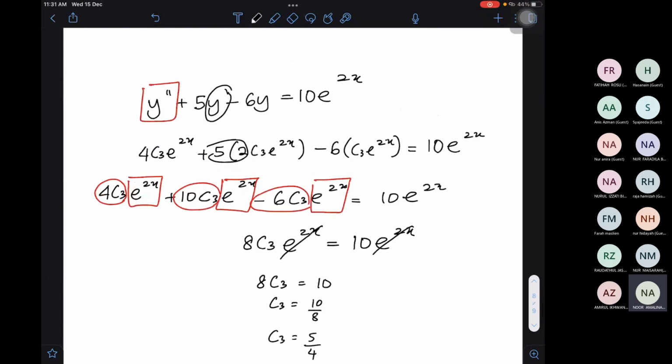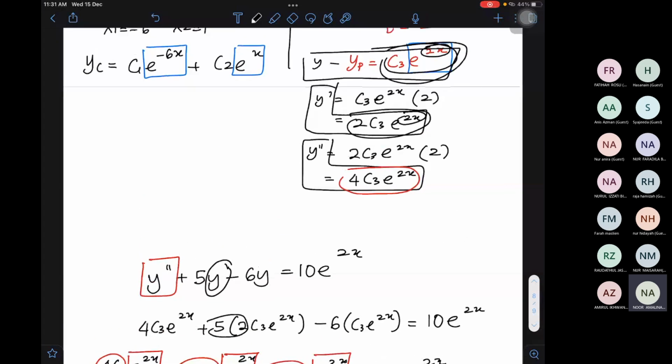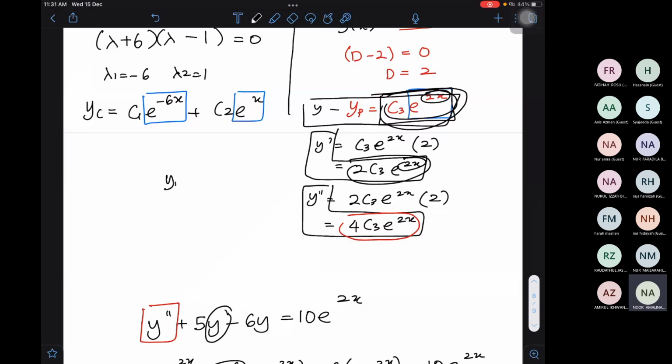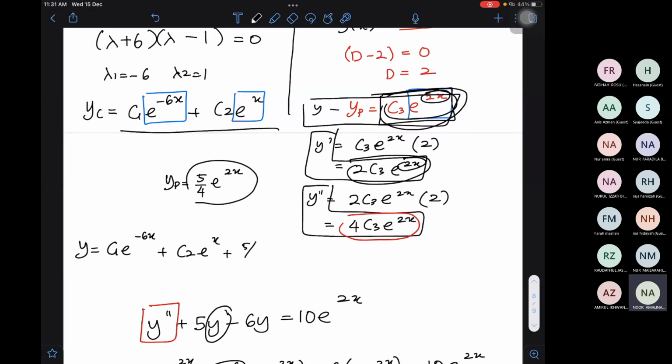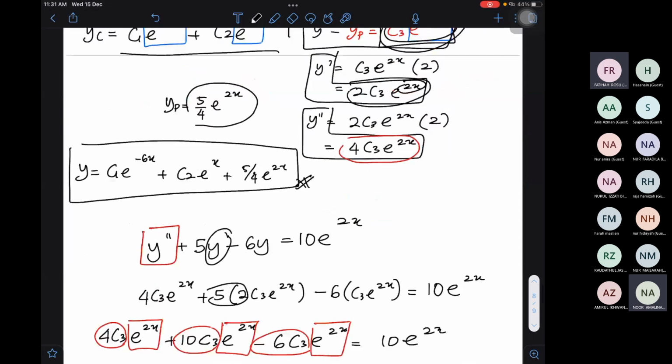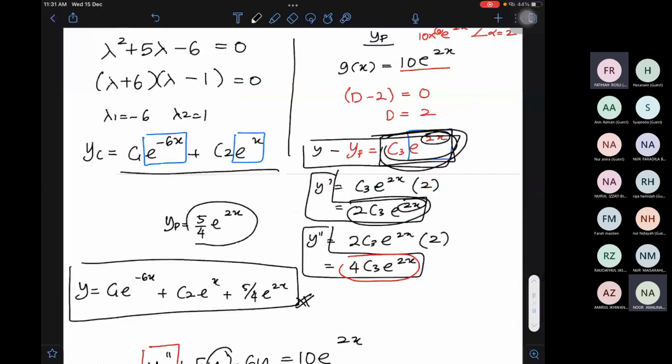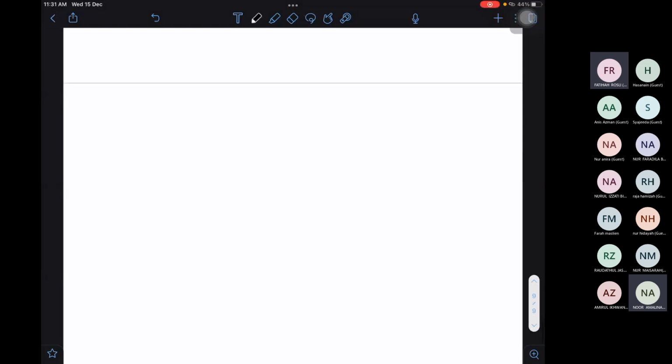So C3 ni duduk kat mana? Duduk kat YP kita. YP kita adalah C3 exponent 2x. So kita dapatlah YP kita sama dengan 5/4 exponent 2x. So now what is your solution? Your solution is the combination of your YC, C1 exponent negative 6x tambah C2 exponent x tambah dengan your YP, 5/4 exponent 2x. So this one is the solution for your differential equation. Okay. So inilah dia macam mana caranya, macam mana annihilator approach ni boleh membantu awak untuk mencari form of YP.